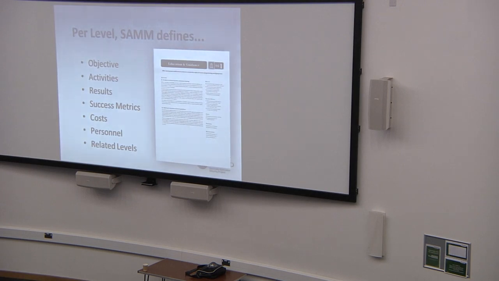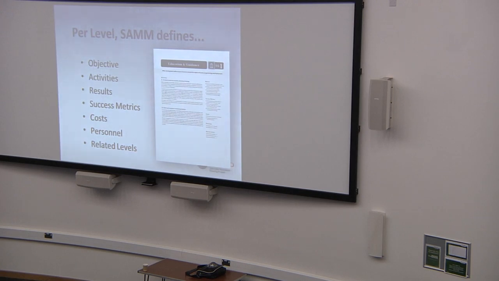Okay, this is not where it stops. Actually, OpenSAMM per security practice and per level defines a number of things. We've seen objectives and activities, what you want to achieve and what activities you can implement. But it also specifies, for instance, what results you expect to come out of these activities. If you have technical guidelines, you expect coding standards to come out of this kind of activity. So OpenSAMM specifies concretely what results you can expect.